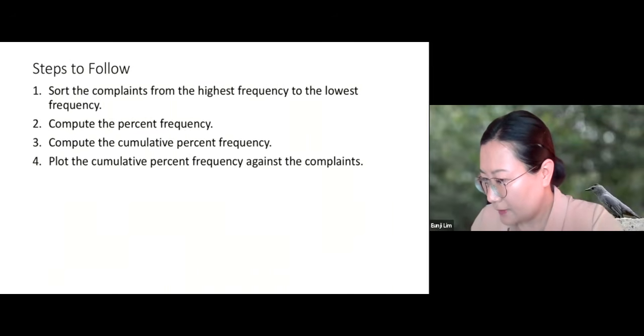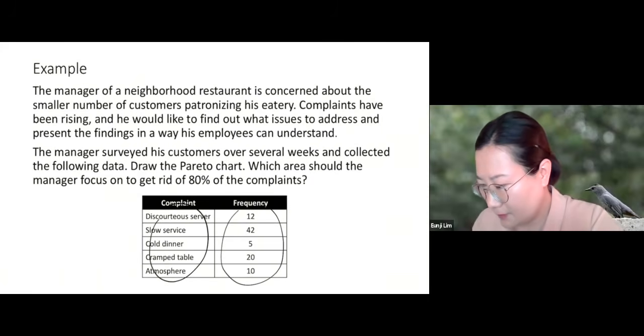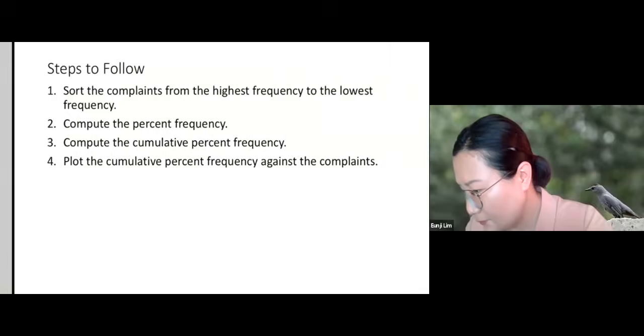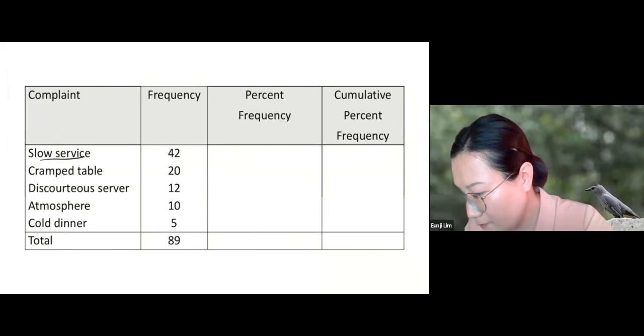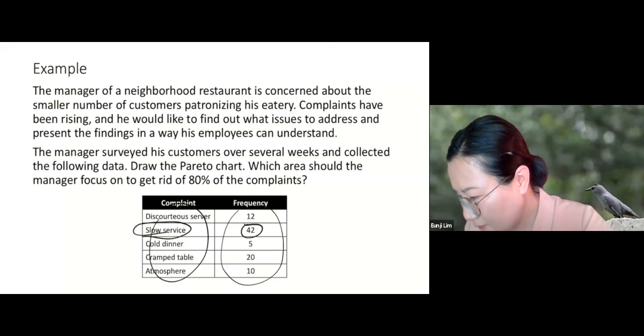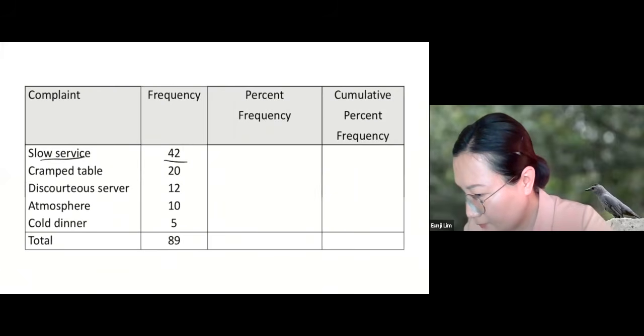The first step is to sort the complaints from the highest frequency to the lowest frequency. If you look at the frequency, which one is the highest? This one, slow service. So put this on top: slow service, 42. Now, which one has the second highest frequency? Prompt tables, 20. Next, discourteous server, 12. Atmosphere, 10. Cold dinner, 5.